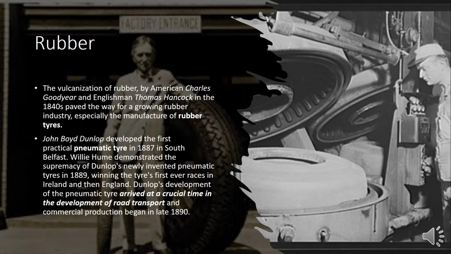So the vulcanization of rubber by American Charles Goodyear, Goodyear still exists until now, that brand of tire. They were pioneers, Charles Goodyear and Englishman Thomas Hancock in the 1840s. It first came in the first wave of industrialization, but the rubber industry grew during the second wave of technological revolution, Industry 2.0, through the development of the vulcanization of rubber.